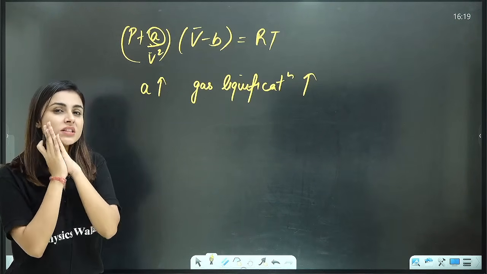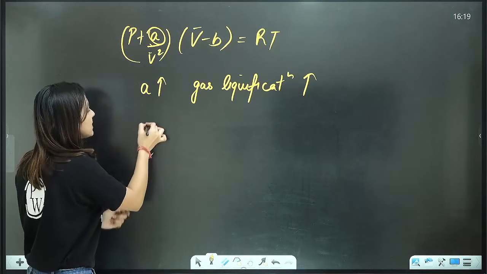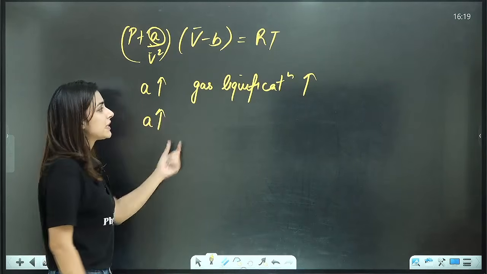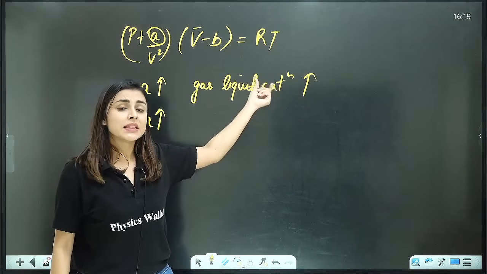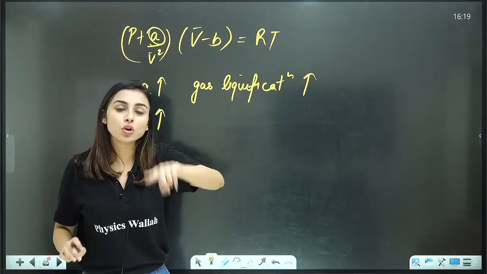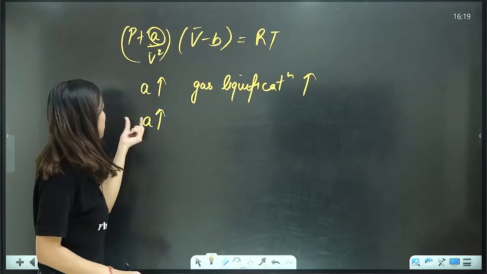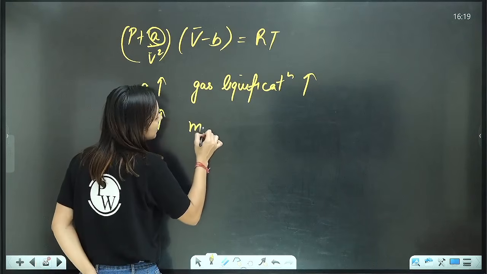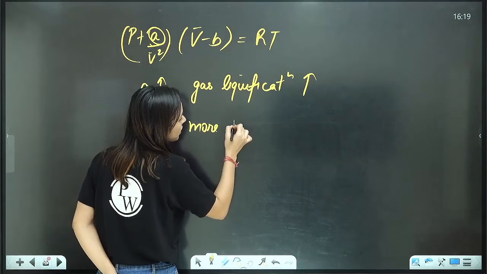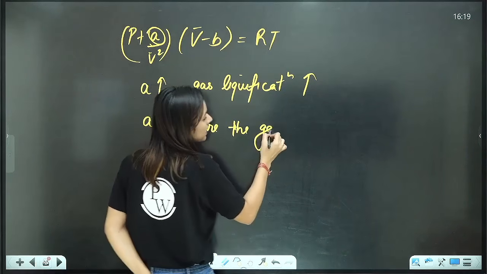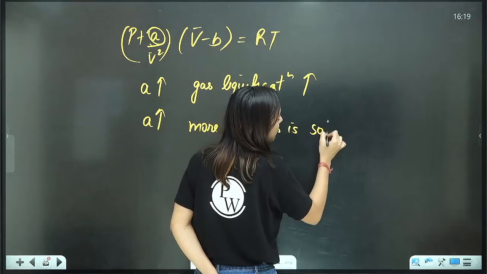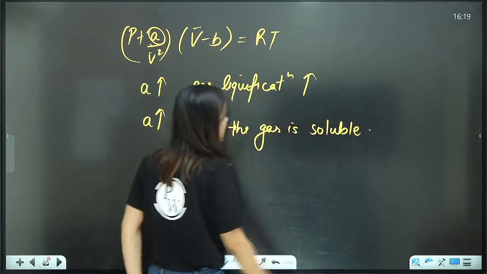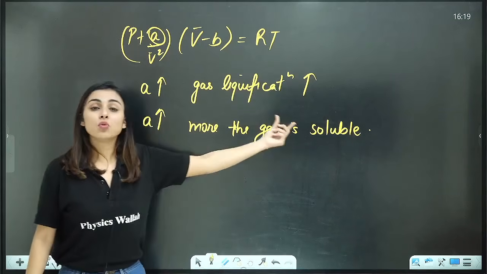So my dear students, just understand this. Now, if a gas has more A value, it is easily liquefiable. That means the gas can be soluble in water easily. So the more the A value, the more the gas is soluble.